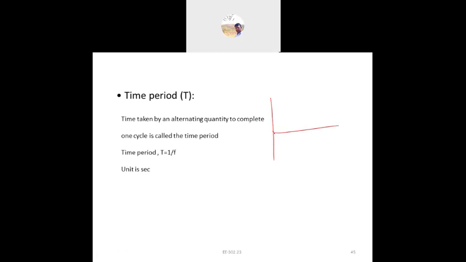Next, the time period. The time taken by an alternating quantity to complete one cycle is called the time period. If one full cycle is there, this is the one cycle. This is the positive half cycle, this is the negative half cycle, and this is a quarter cycle.